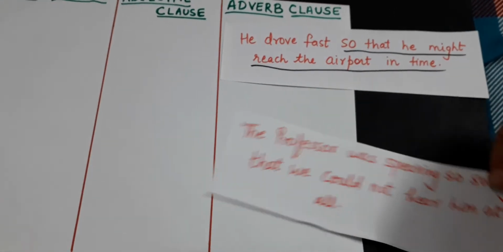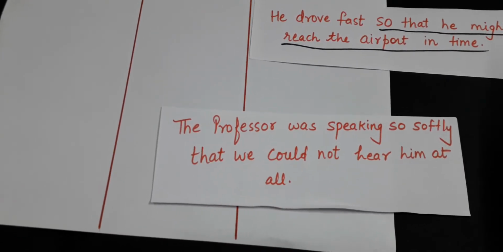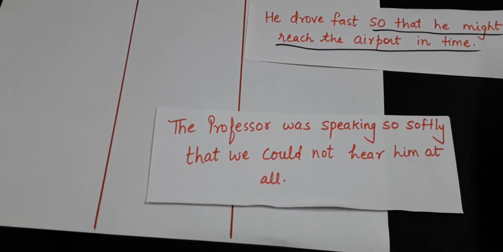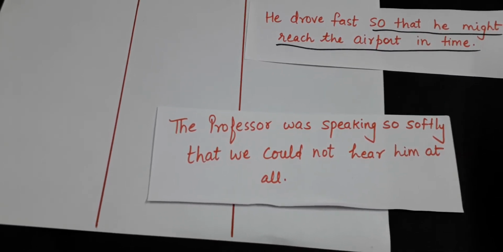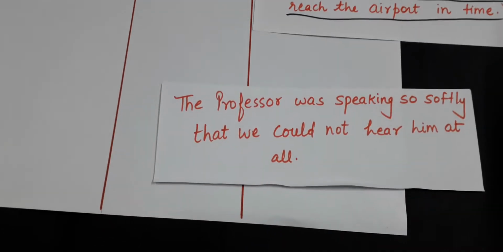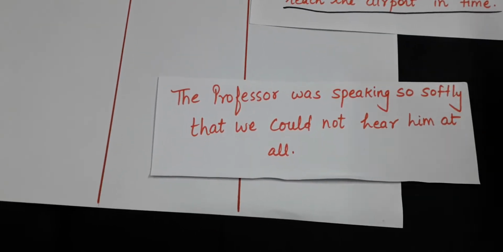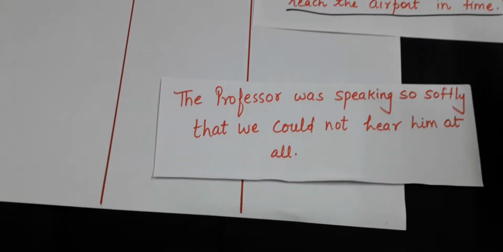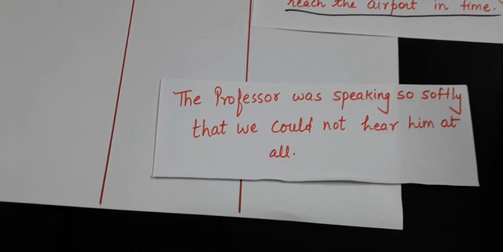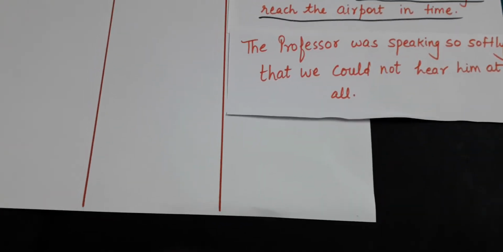The professor was speaking so softly that we couldn't hear him at all. Now, we could not hear him at all is the clause here. It is which type of clause? Adverb clause, because the professor was speaking so softly, as a result of that we are not able to hear him. So this is an adverb clause of consequence or result. So this is also again an adverb clause.